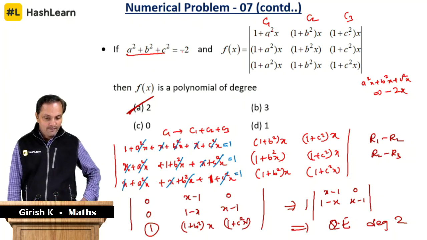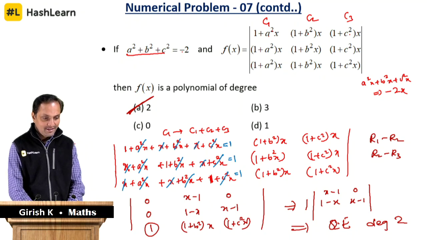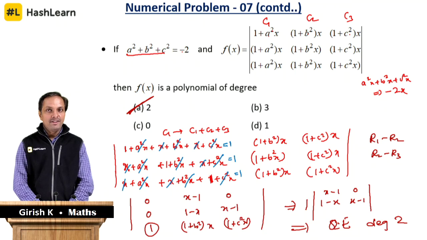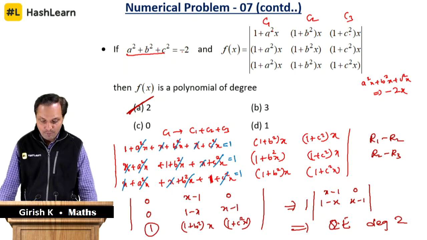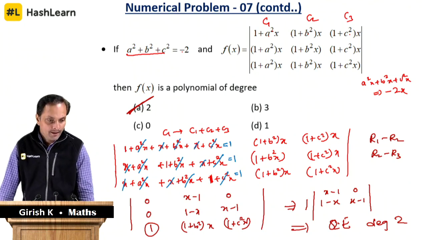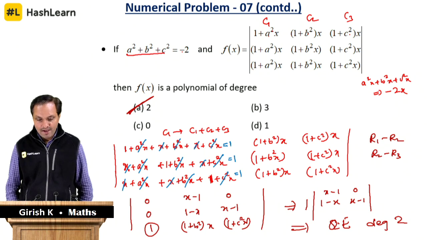Yes, Pankaj, hope you followed the step. Option is A, because that is going to give you a quadratic equation, x minus 1 square. So it is a polynomial of degree 2. Is it clear? Hope that all follow the steps. Let's come to the next.